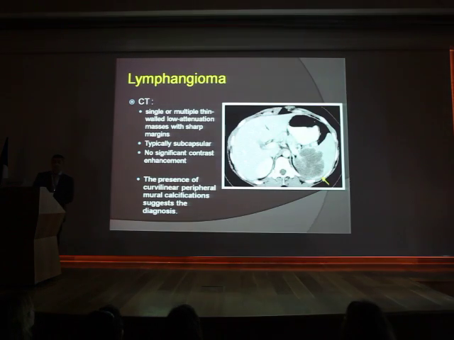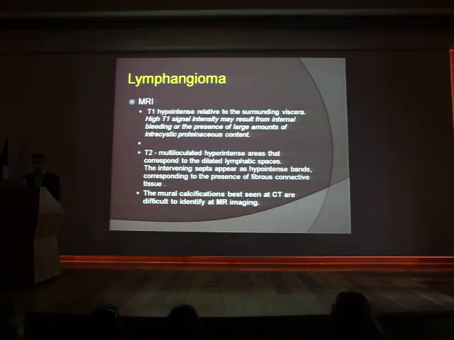And this is the way it would present in a CT scan. The lymphangioma, you can see that there's multiple thin-walled, low attenuation cysts. Typically, it's hypovascular. We do not see the enhancement as we see with the Doppler in the ultrasound. And the presence of curvilinear calcification, as I mentioned earlier, could help very much with the diagnosis.